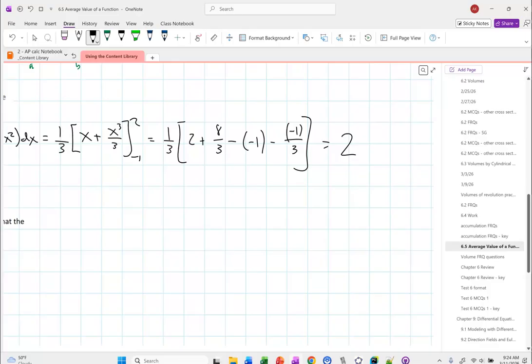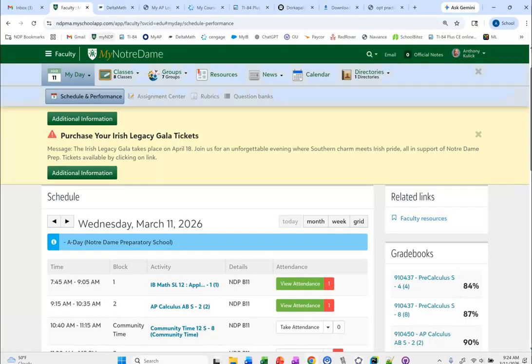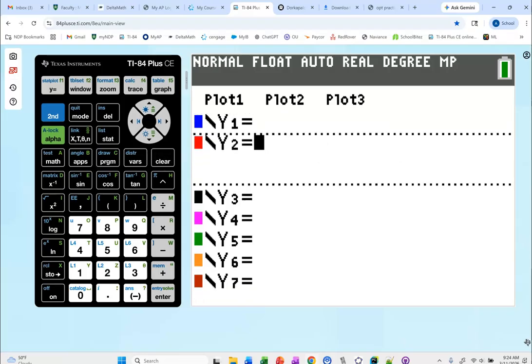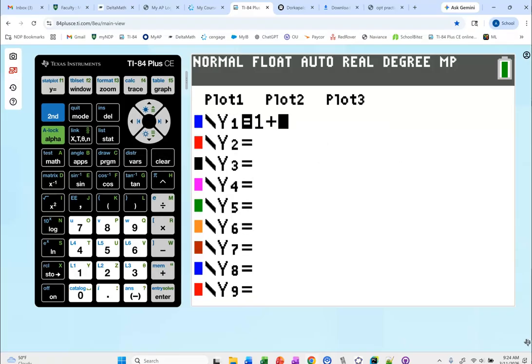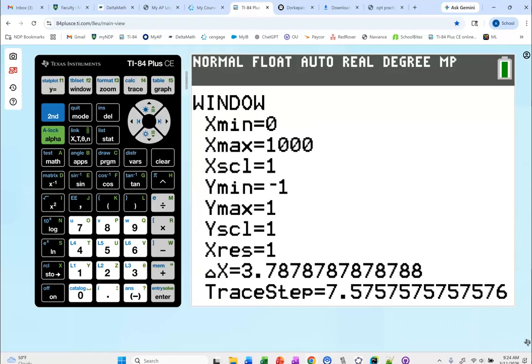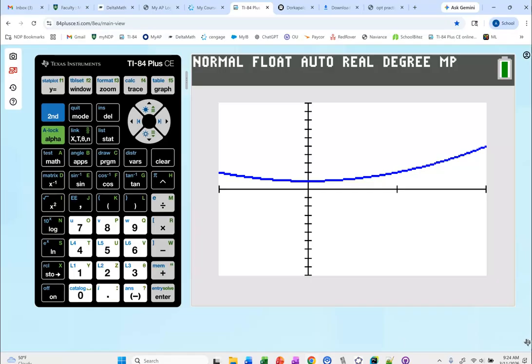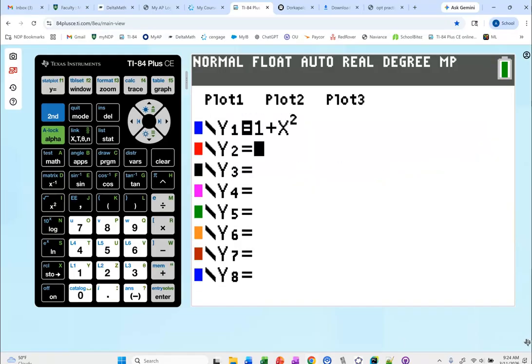So if we look at the picture to imagine what we just did, let's do that. Oh, that's not what I want. I want this. Okay, so we have 1 plus x squared, and we're going from -1 to 2, right? And this probably should go back up to normal. So I'm looking at this area under the curve, right? And we found the average value was 2.